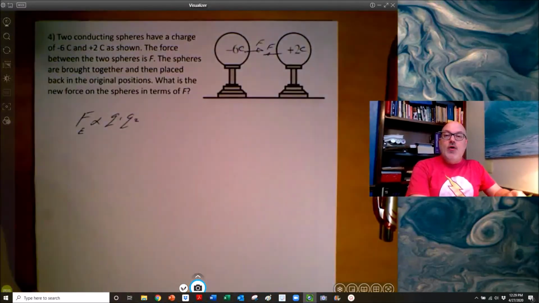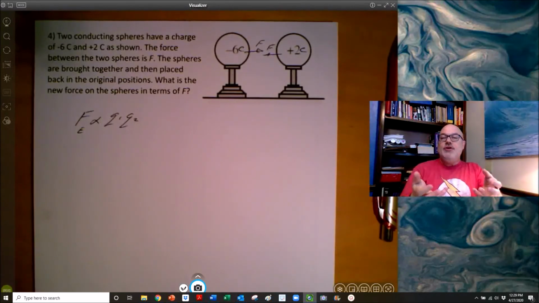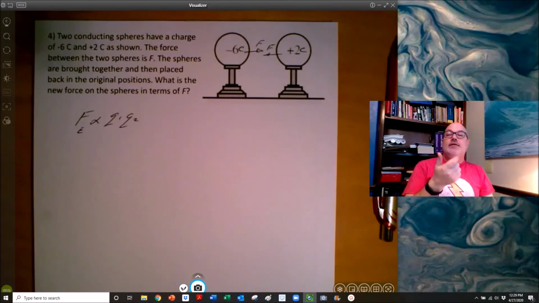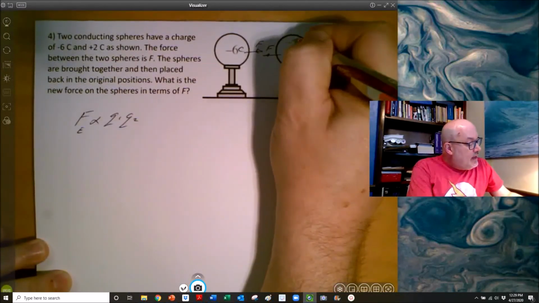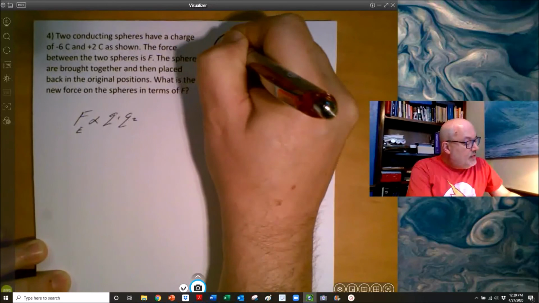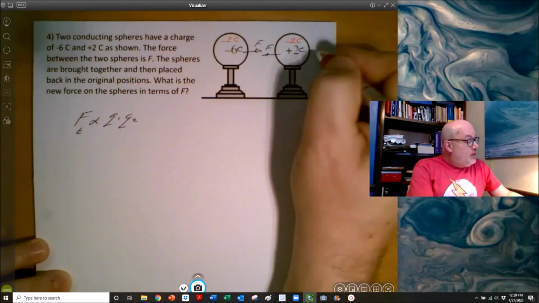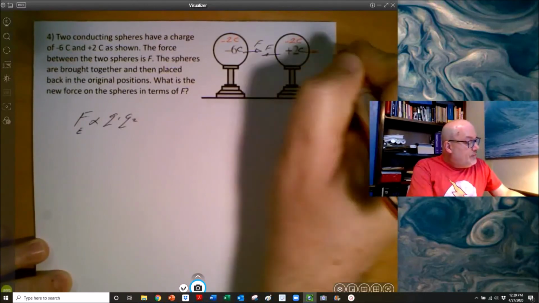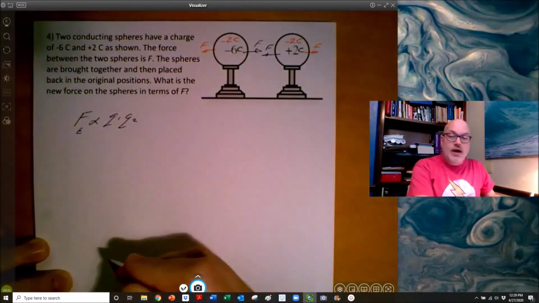All right, now what happens when we bring them together? When we bring them together, they become one object, they share the charge. The net charge right now is -6 plus 2, so -4. They're going to share that charge evenly. So this one's going to end up with -2 coulombs, and this one's going to end up with -2 coulombs. That's what we end up with. So now they're going to repel each other. That's our final force here in orange, opposite.